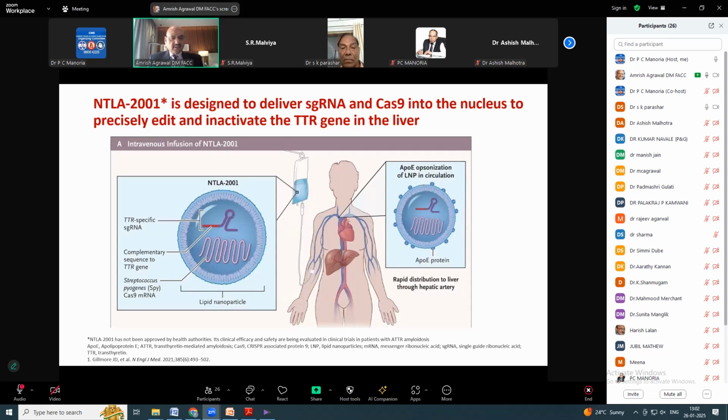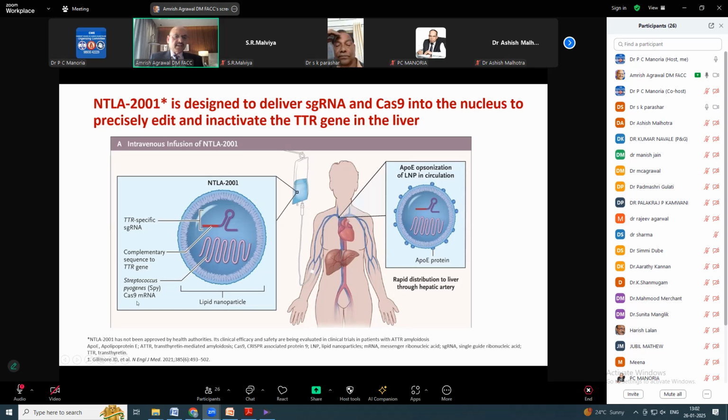This technology is not at all difficult to understand. What it does is, you take lipid nanoparticles so the molecule can be delivered to the liver. You infuse this by blood, and the molecule will go inside and deliver to the liver. Inside this lipid nanoparticle, what do you have? You have a Cas9 messenger RNA.